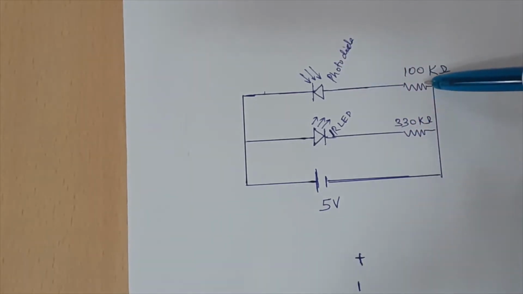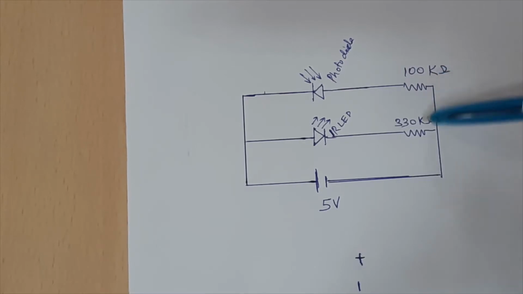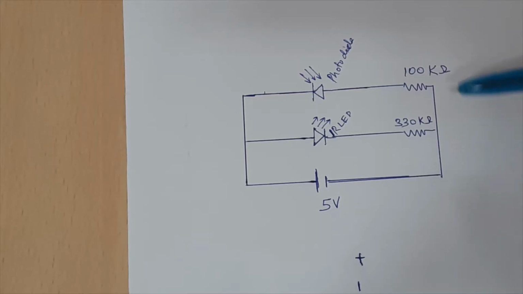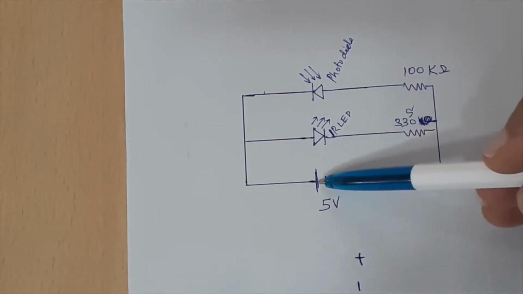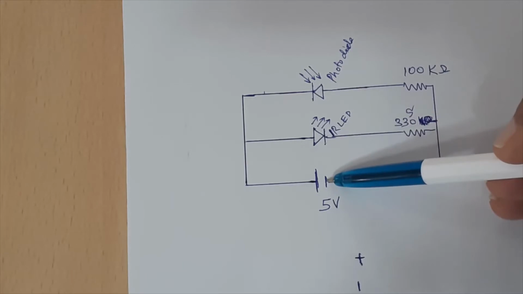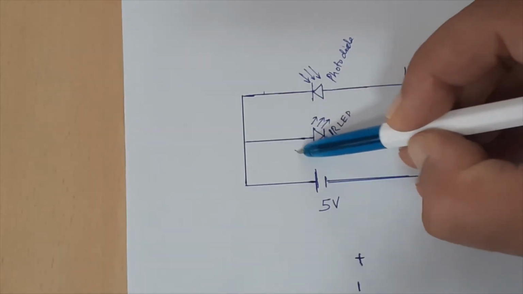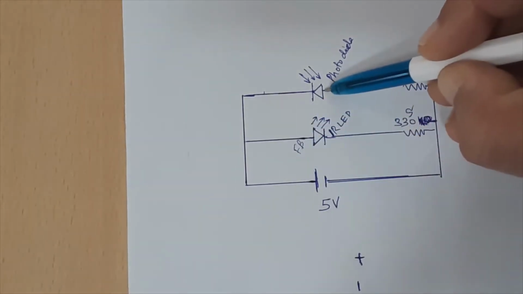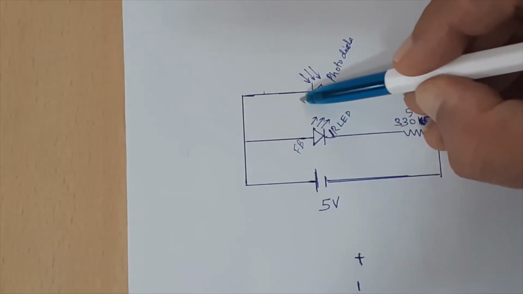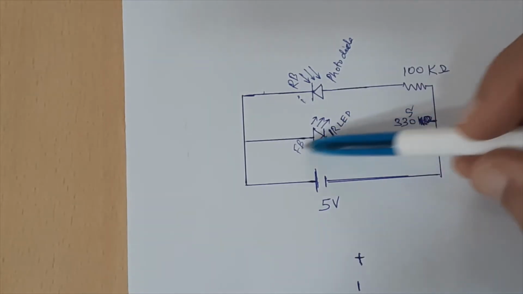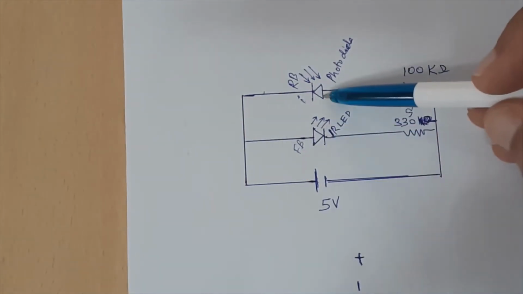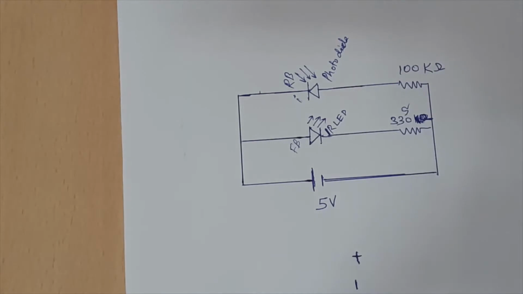This is connected with a 100 kilo ohm resistance, and the LED is connected with 330 ohms, not kilo ohm. 330 ohm only. Then you can see that positive is connected to positive and negative is connected to negative. So this is connected in forward bias, and here positive is connected to negative. So this is in reverse bias. Let us first create this circuit for the IR LED, then we'll create the circuit for the photodiode.